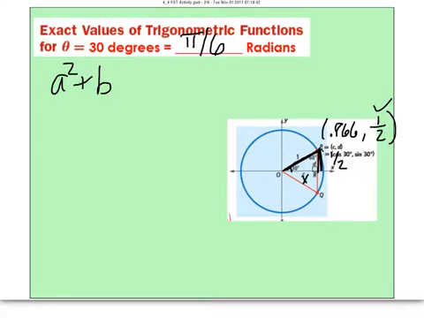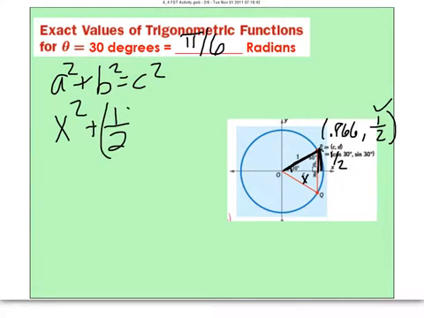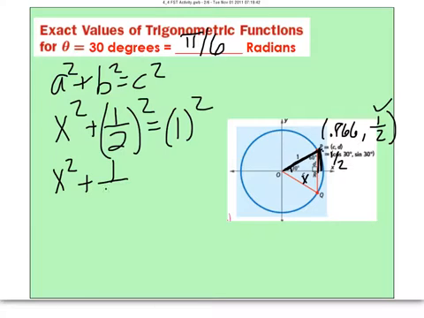So let's set it up. Again, we know that c has to be 1. I'll call a just the x side, so x squared, plus 1/2 squared equals 1 squared. We simplify. 1/2 squared is 1/2 times 1/2, or 1/4. And that's 1. Let's subtract 1/4 from both sides. 1 minus 1/4 is going to be 3/4.